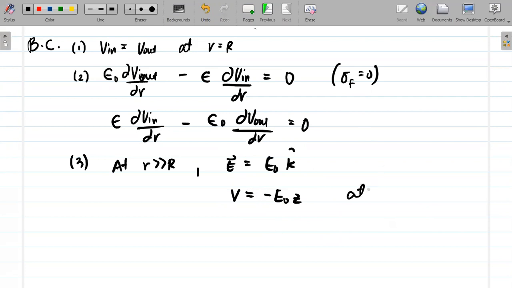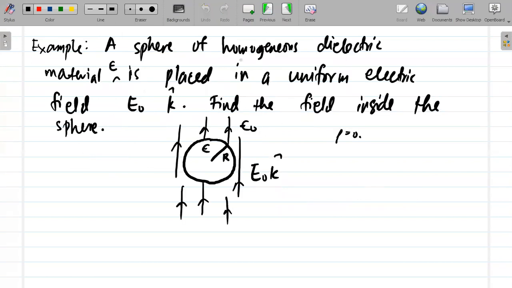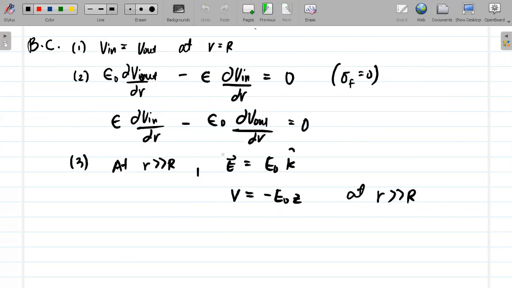So, at R equals R. At R much greater than R. Now, we have three boundary conditions. Class, huwag kayo malito dito sa pangatlo. Di ba dinagdag natin to? Usually, dalawa lang yung boundary conditions natin, di ba? Continuity of the potential, discontinuity of the derivative. Pero kasi, yung pangatlong condition, may nilagay kasi tayong external field outside. Kung wala yan, dalawa lang yung boundary conditions natin. Pero since naglagay tayo nito, we need to include that here.